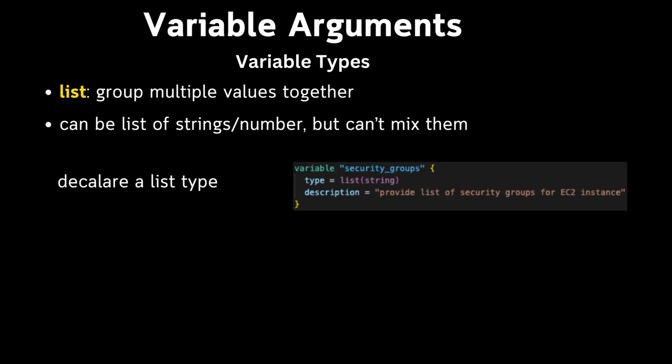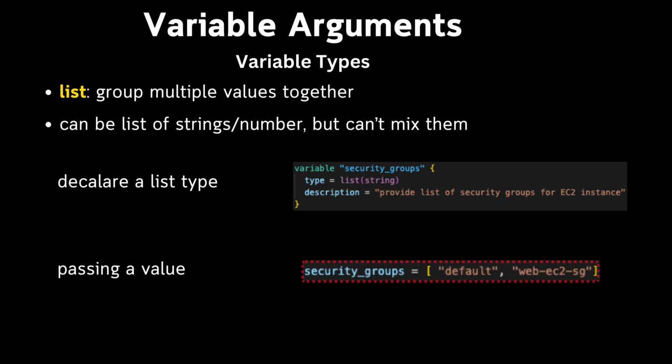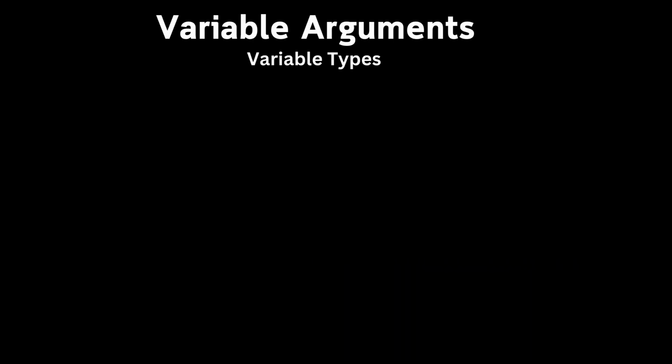When you're declaring a list, you use the keyword list, and within the brackets, you define the data type, which is going to be string, number, or Boolean. How do you pass a value to a list? You just use the variable name and you enclose the values in square brackets, and values are separated using commas.